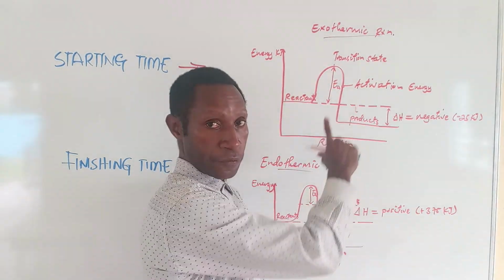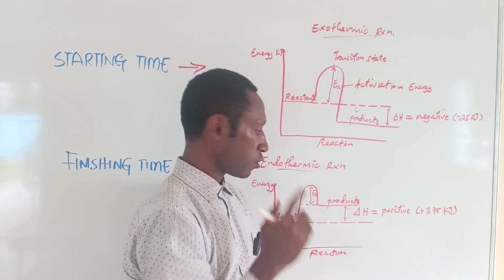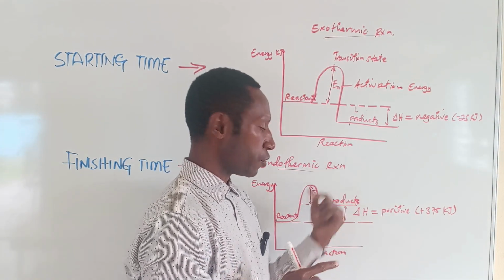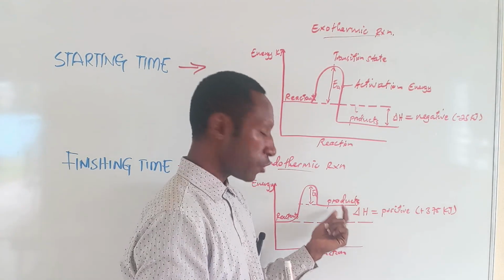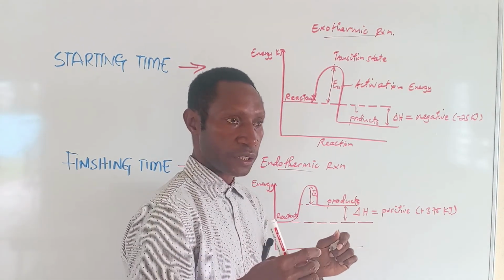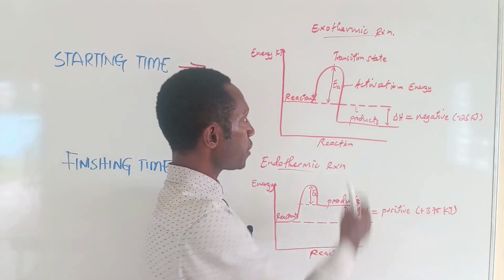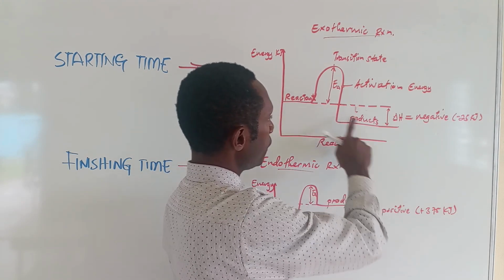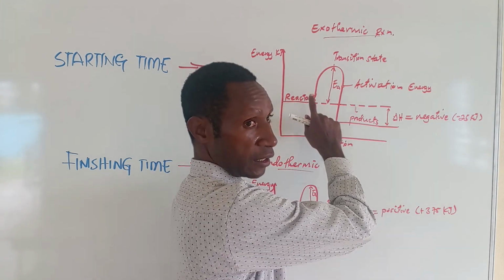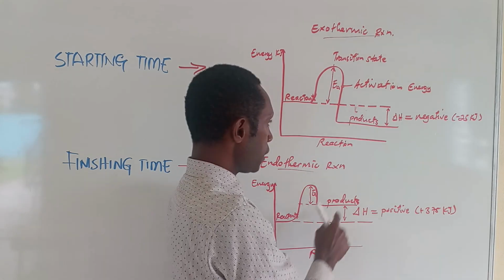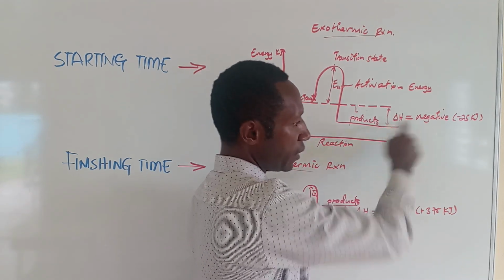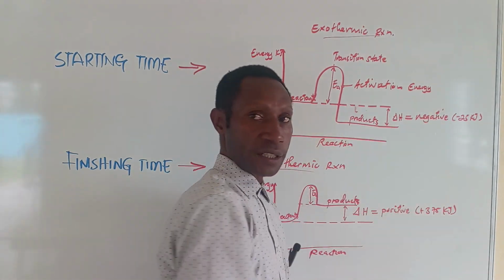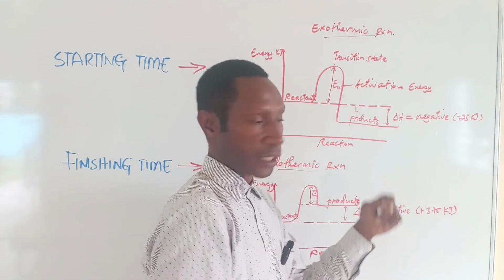First things first, this is an energy profile diagram for endothermic and exothermic reactions. I will show you what to look for in order to tell whether it's an exothermic or endothermic reaction. First, let's look at the exothermic reaction. We have the reactant and the product. The reactant is at the top, the product is below, and the enthalpy is a negative value. So if you are given a negative enthalpy value in a chemical reaction, you know it's an exothermic reaction.